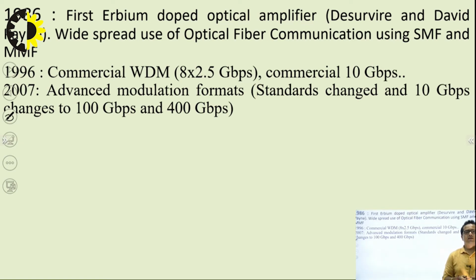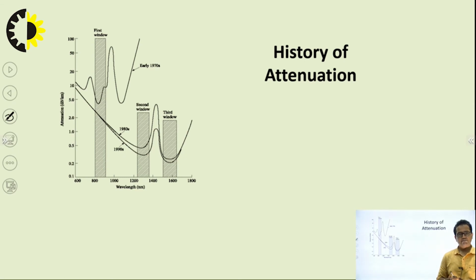Now once we have the basic definition and overview of the history of communication as well as the history of optical fiber communication, the next thing is to understand step by step the way of reducing the attenuation of the optical fiber. There are three different windows used in optical fiber communications. With the help of this bar, you can see the first window, second window, and the third window.